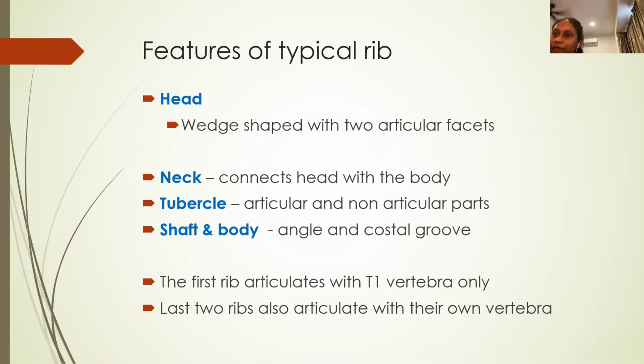Features of a typical rib: a rib has a head with two articular facets. It has a neck, which connects the head to the body. It has a tubercle with articular and non-articular parts. There is a shaft, or body, of the rib, which has the costal groove for the blood vessels, and an angle. The first rib will articulate with the T1 vertebra, and the last two ribs also each articulate with their own vertebra.